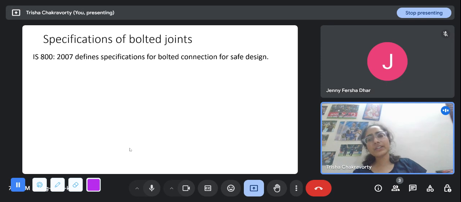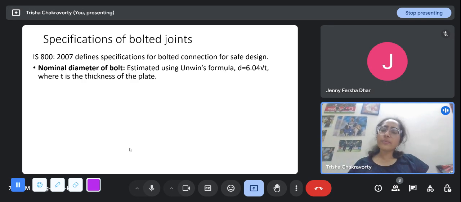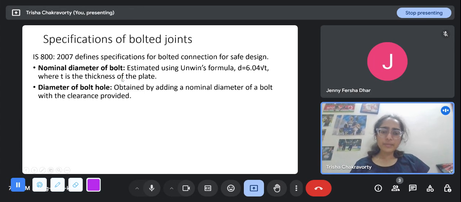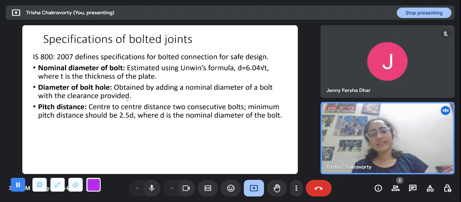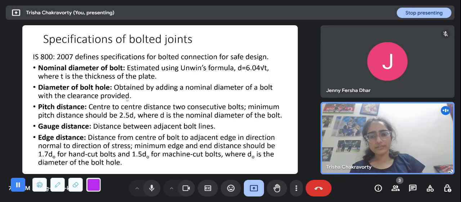Now, these are some specifications of a bolted design. Nominal diameter of bolt. It is estimated. You don't have to memorize this because this will be provided in the codes. Where T is the thickness of the plate. Diameter of bolt hole is obtained by adding the nominal diameter of a bolt with the clearance provided. The bolt hole is slightly larger than the bolt diameter. Pitch distance is the center to center distance between two consecutive bolts.